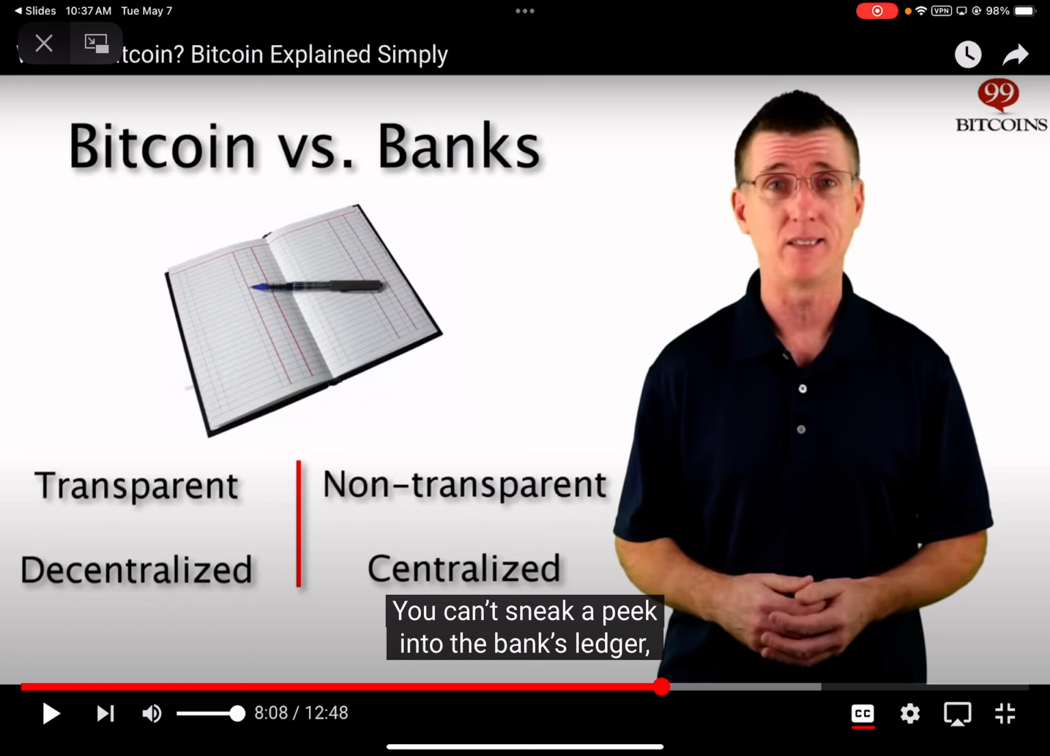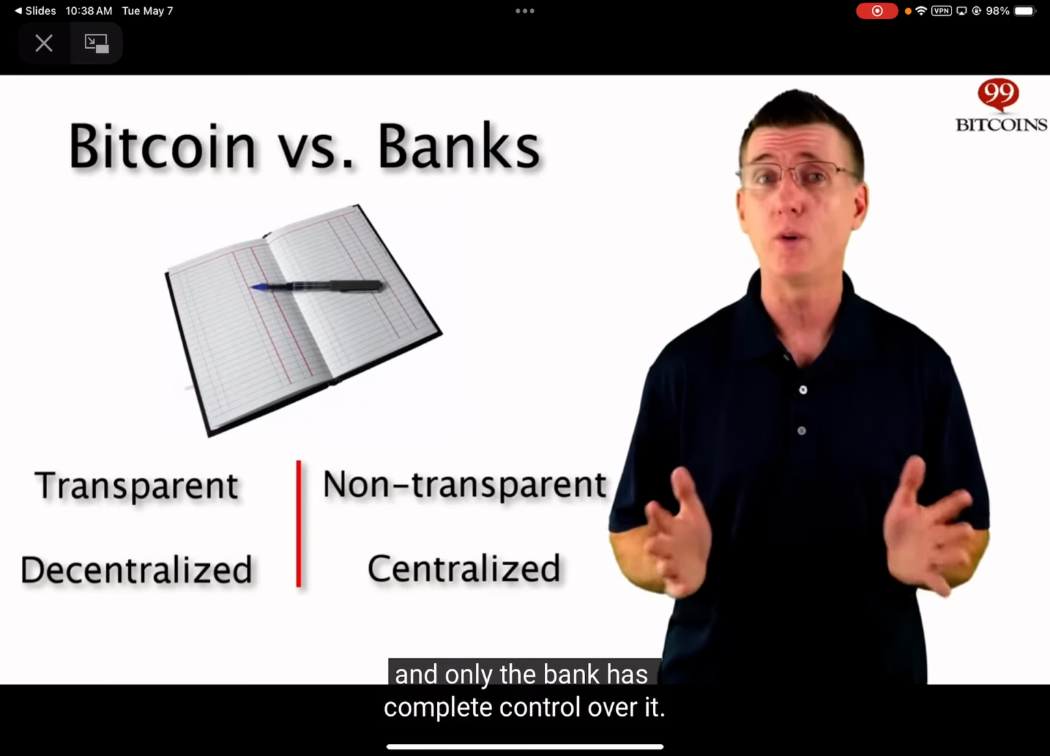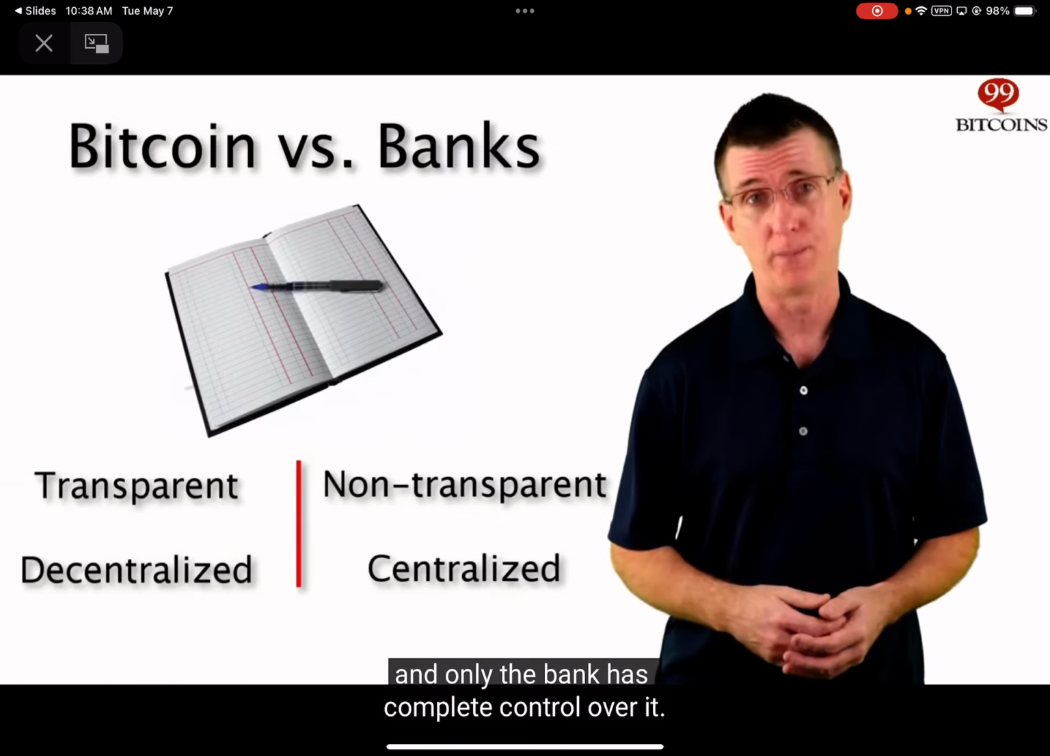Bitcoin is transparent and decentralized, and banks are non-transparent. They have their own ledger, they have their own way of practicing, and they decide how the money that they gather for the people gets spent and loaned out. So that centralized idea is for the bank's ledger, and only the bank has complete control over it.